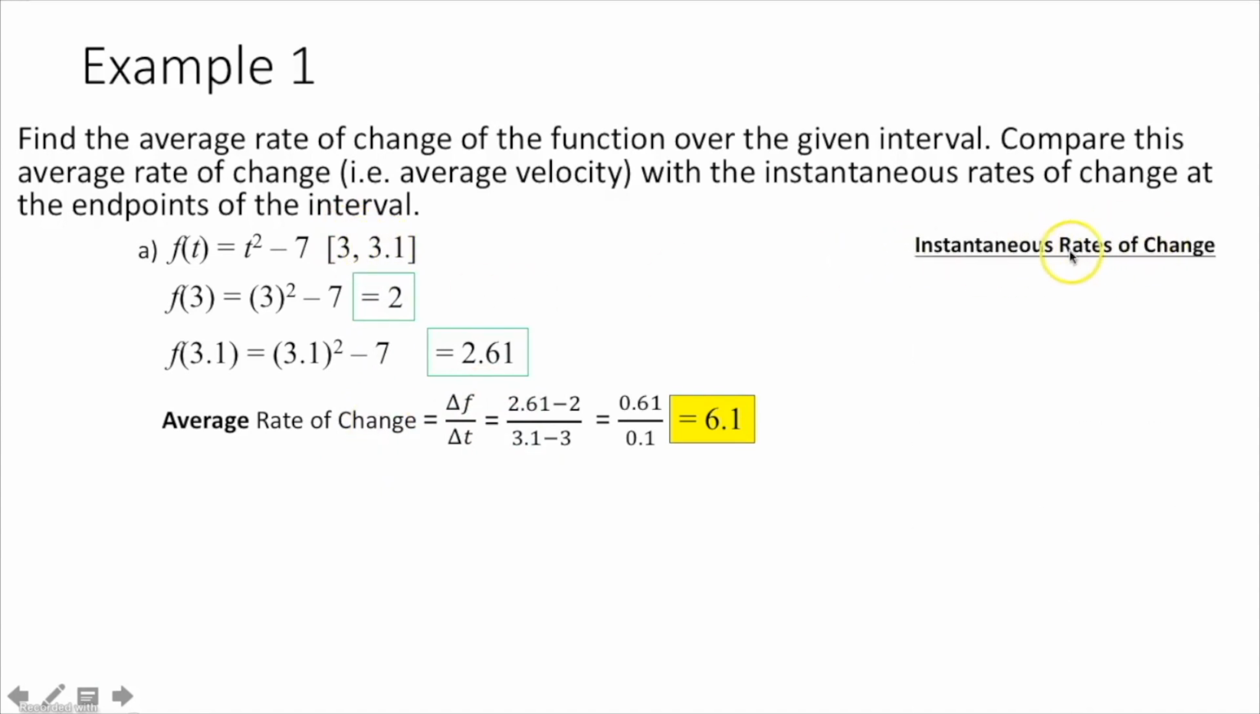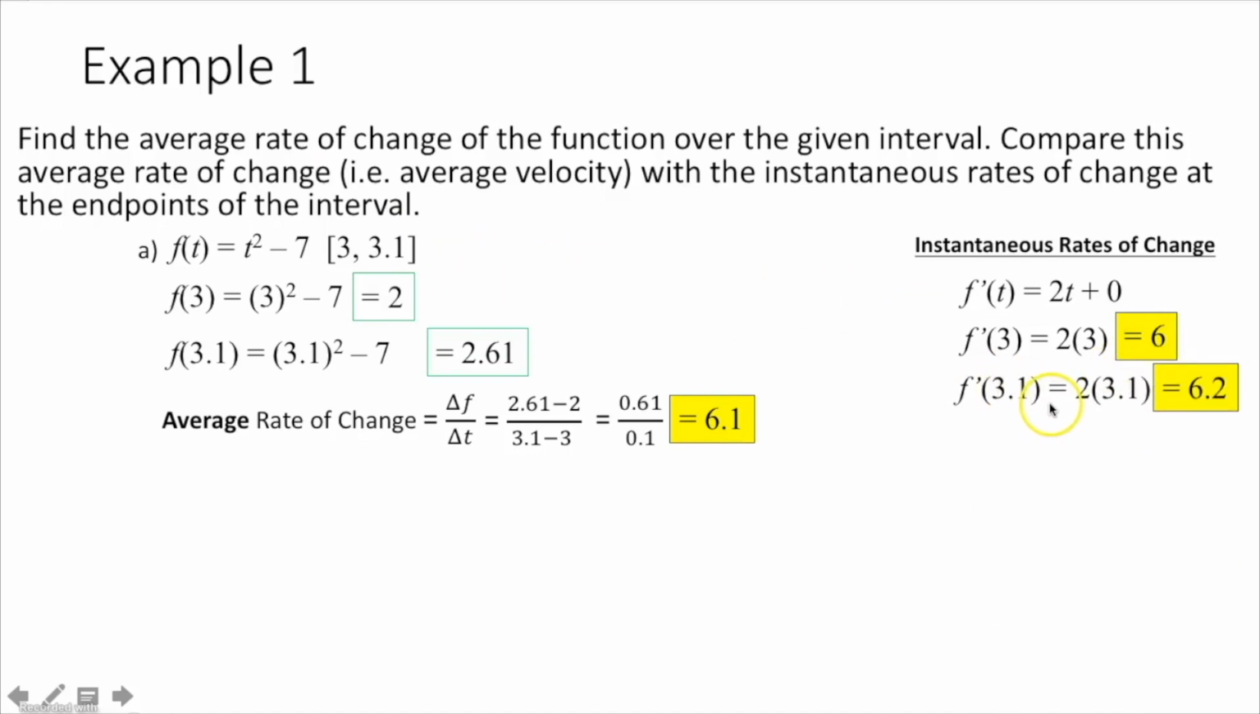Now, the instantaneous rates of change, in order to figure those out, we would take the derivative of our position function. So we end up getting f prime of t is equal to 2t plus 0, which is just 2t. Now, if we wanted the instantaneous rate of change at time 3, we would plug in 3 for t, and we end up getting 6. If we were to do it at 3.1, we do the same thing, and we end up getting 6.2. So you can see that your average rate of change is just the average of your instantaneous rates of change at those endpoints.